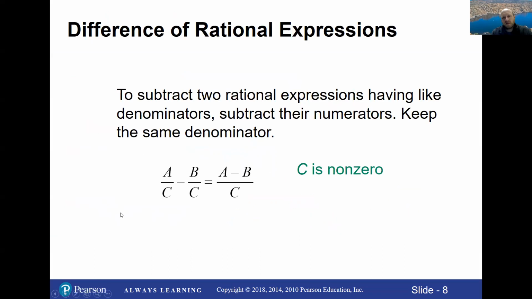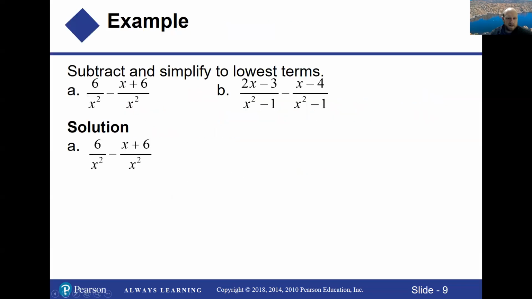All right, and then subtracting rational expressions is kind of the same. So we just subtract the numerator, so the first one and then the last one, and then keep the denominator the same. So let's just do a couple examples here, and then I think we'll just have one more after this.